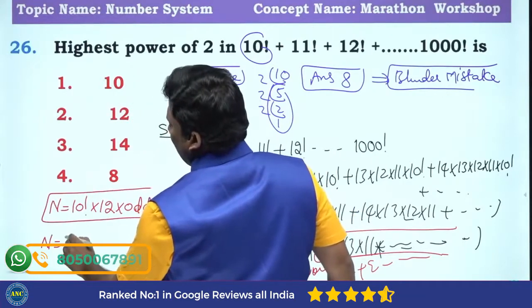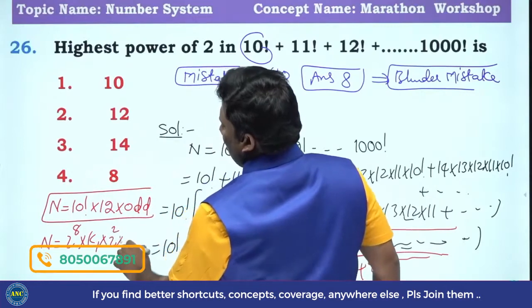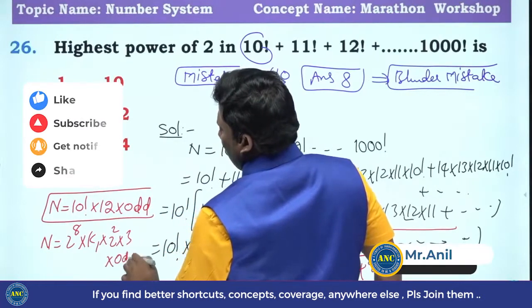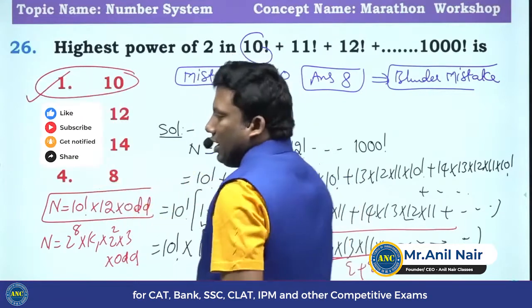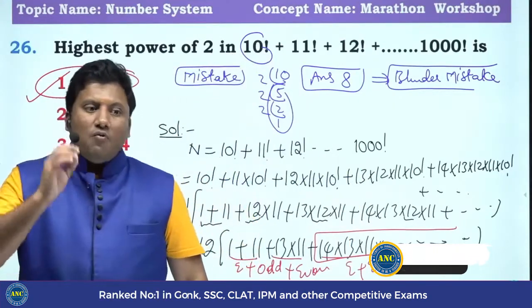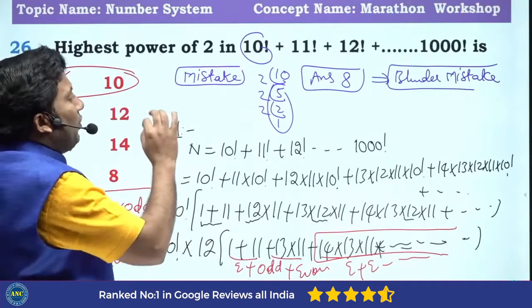10 factorial has power of 2 equal to 8, into some other prime bases. 12 is 2 square into 3 into odd. 8 plus 2, the answer for this question is 10. Very, very good question, which will make you understand.